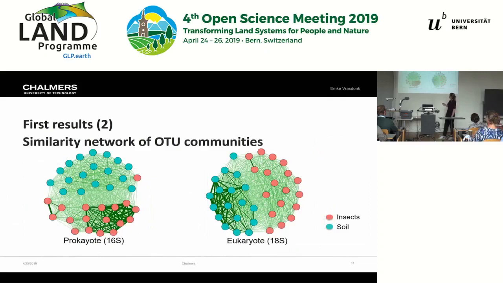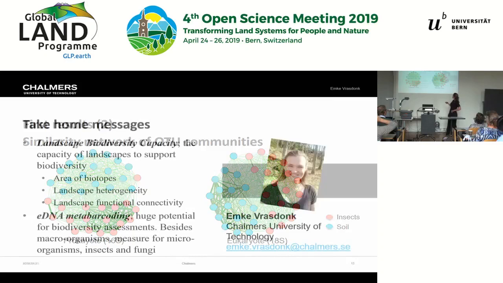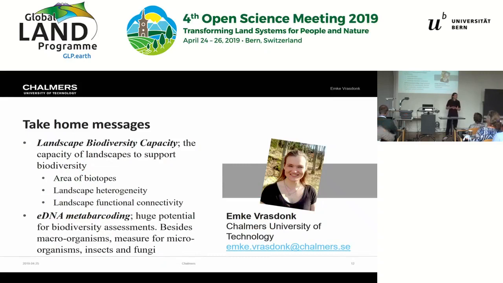Here we see a network analysis of the different samples, and it shows us how similar the different samples are. And what we see here is that the communities we find within the different sampling methods are very different from each other. The operational taxonomic units in the insect samples differ significantly from the communities in the soil samples. So it really matters how we sample. Well, thanks a lot. We're excited actually to see what comes out of this project. But I think it has some potential we want to explore.